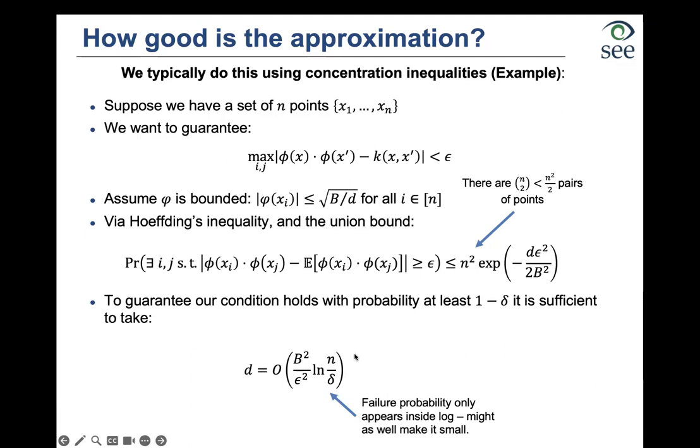The thing to emphasize here is that what this is telling us is that we can embed a set of n points into a space of just 1 over epsilon squared times log n dimensions, and preserve all pairwise similarity. So we're preserving the geometry of the set in a certain way, up to additive error epsilon.